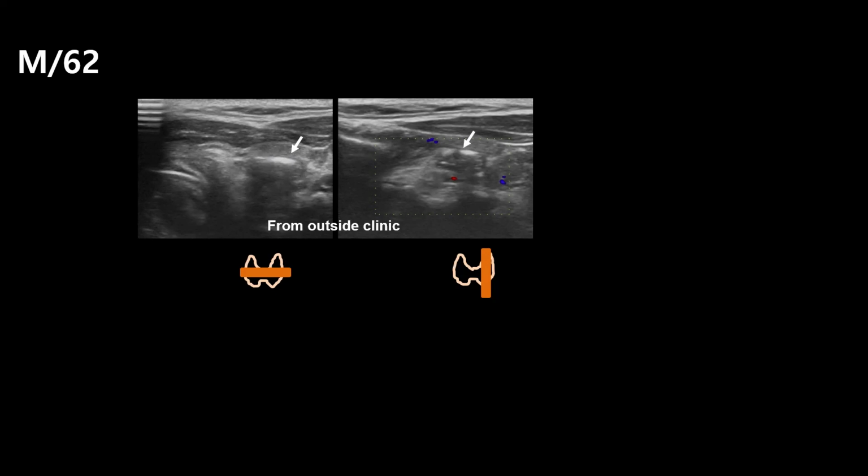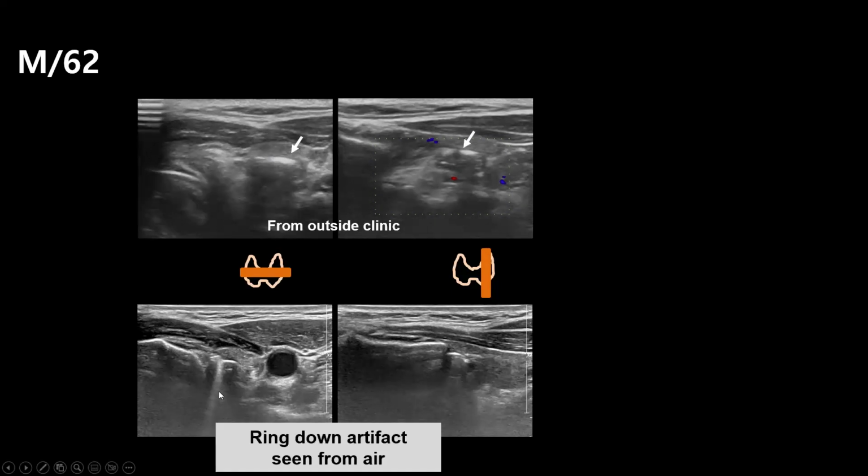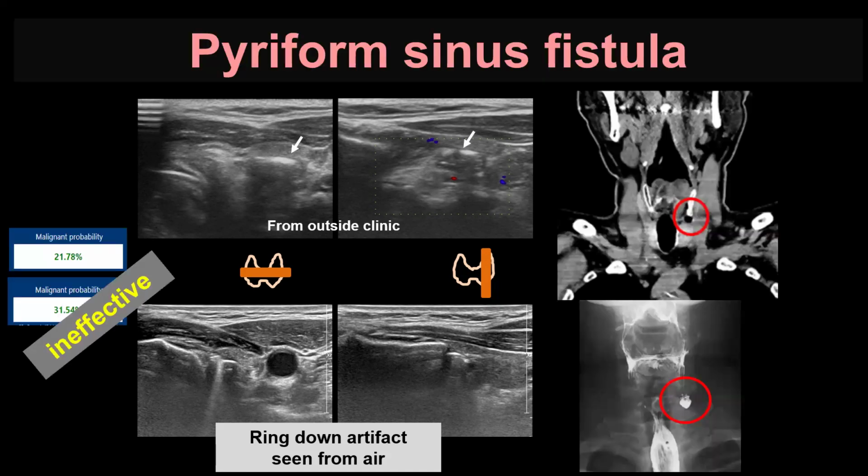Do you all agree? I didn't agree. I left 2 ultrasound images that clearly showed the disease. Can you see the ring down artifact? The artifact can be seen from air. The lesion was confirmed as a pyriform sinus fistula. In this case, the current AI tools trained specifically for the diagnosis of thyroid nodules can be ineffective.